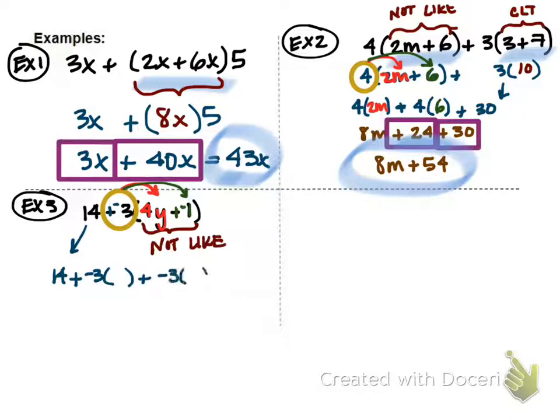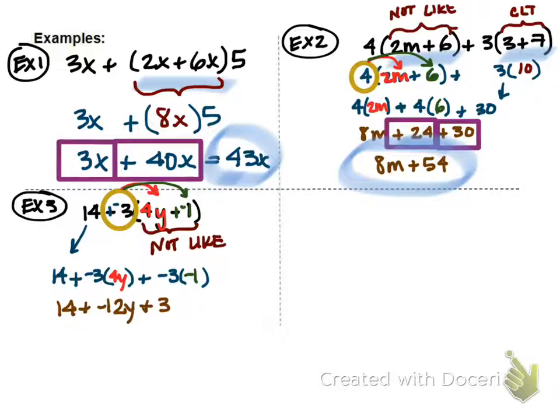Dropping the 14 down, I'm going to do just that now. And I get 14 plus -3 times the quantity 4y plus -3 times -1. Now I get to go ahead and multiply, and I can drop any grouping symbol. So 14 plus -12y plus +3. Do be careful with your signs, because this right here, 2 negatives multiplied gives me a positive.